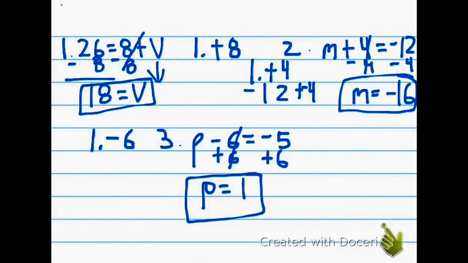There is a way to actually check your answer. You could plug in the answer that you got into the variable in the equation. So 18 plus 8 does equal 26. And then when you plug in negative 16 to m, you do get negative 12. And then if you plug in positive 1 into p, 1 minus 6 does equal negative 5. So if you're not sure if you got the correct answer, that's one way to check it.